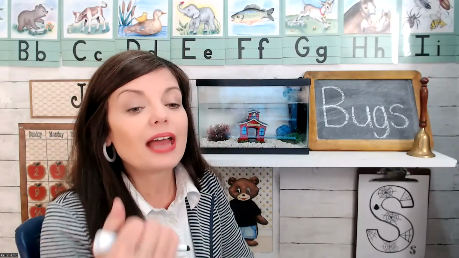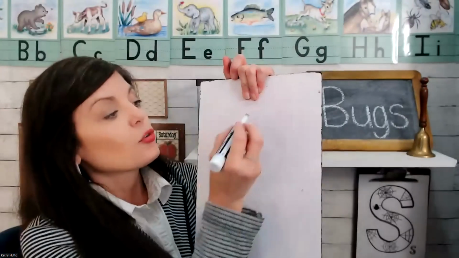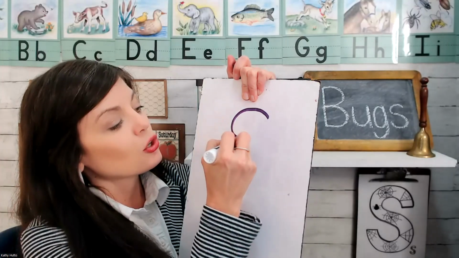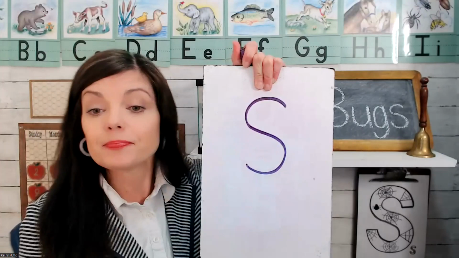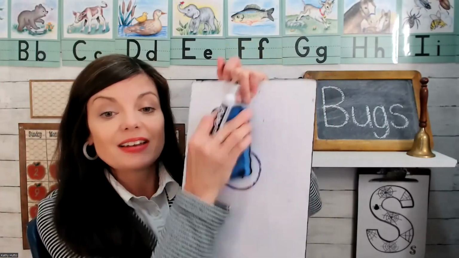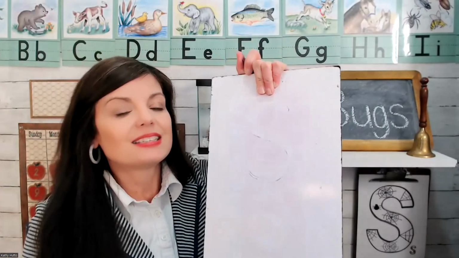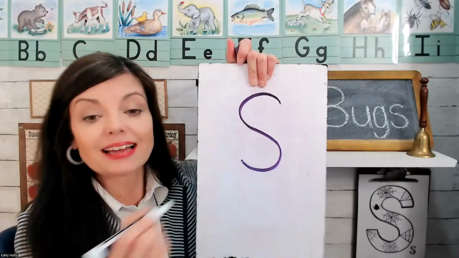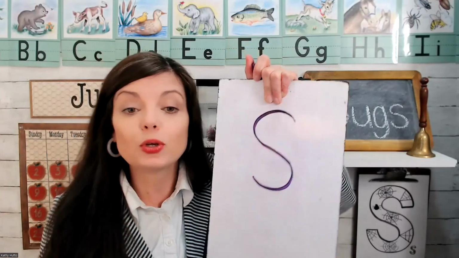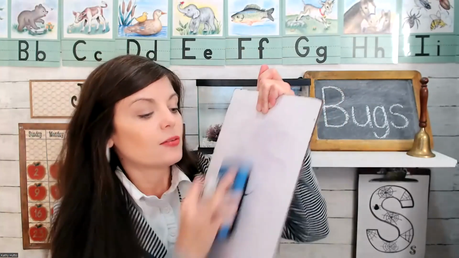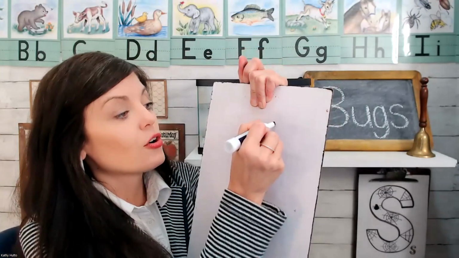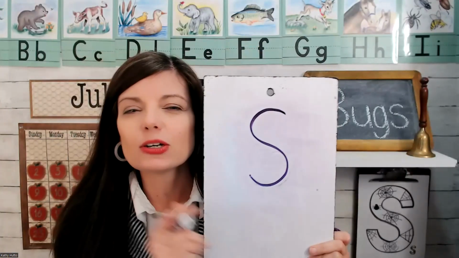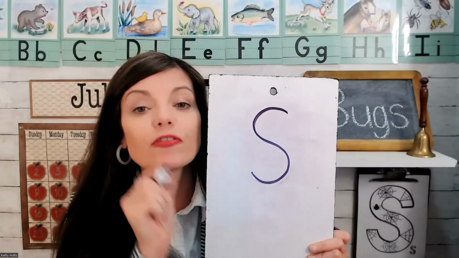Okay, so let me show you how to make letter S. So first you're going to curve this way, turn around and curve back. Let's do that again. I'll show you. So curve, turn, and back. You can say that if it'll help you while you're practicing. Curve, turn, and back.